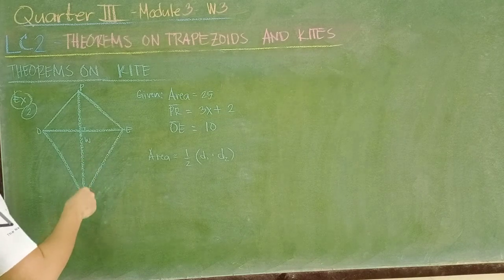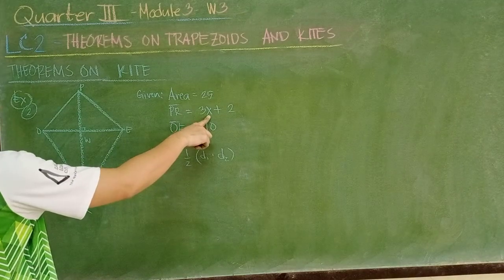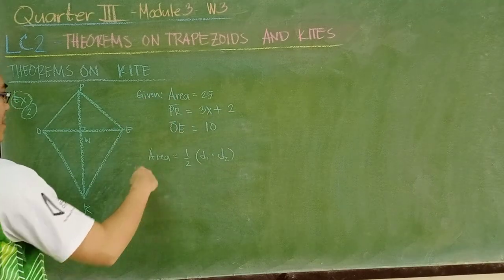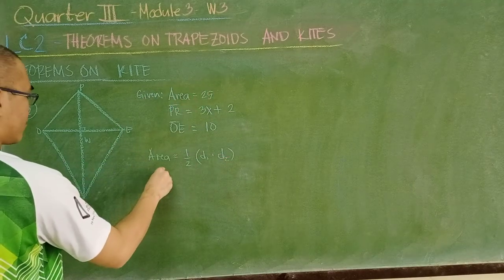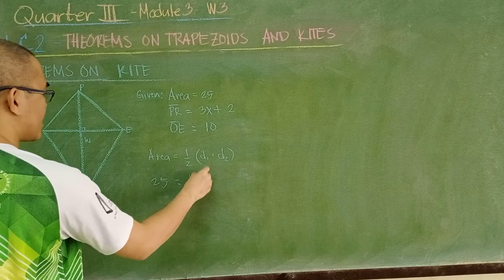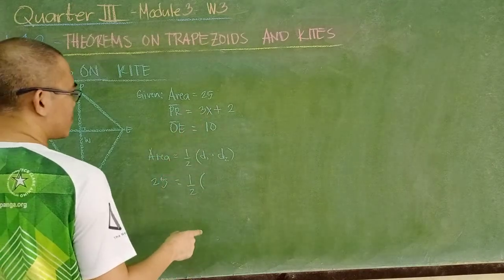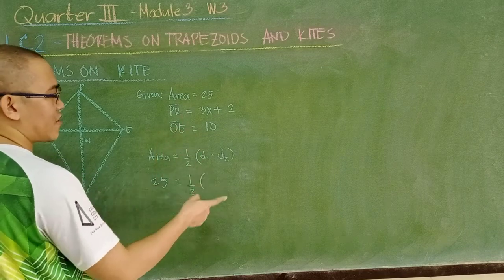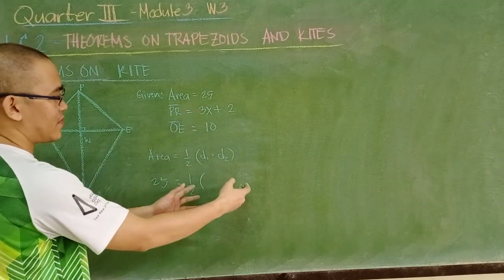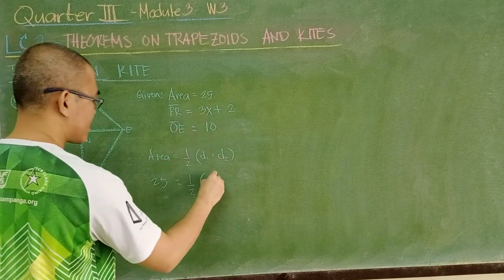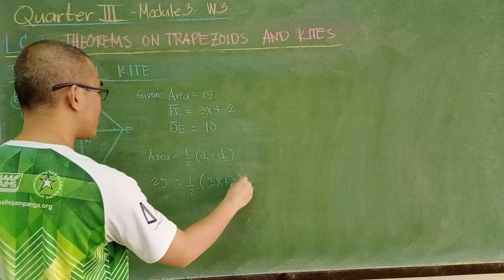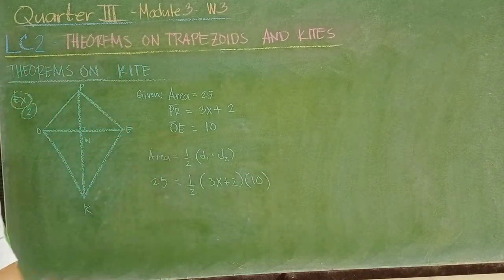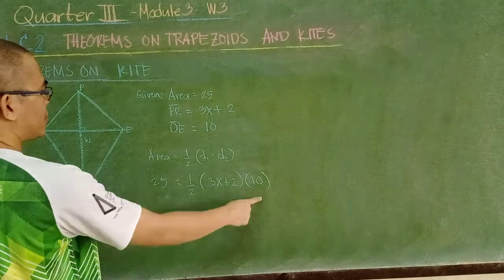So, ang sinosolve natin dito will be yung value ng x. So, ilagay natin yung mga given natin dito sa formula. Yung area natin is equal sa 25. Half ng PR, kahit alin sa dalawa yung gamitin mong diagonal, kasi i-multiply mo naman sila dito parehas. So, 3x plus 2 times 10 para sa OE. So, yung first diagonal, ito yung second diagonal.